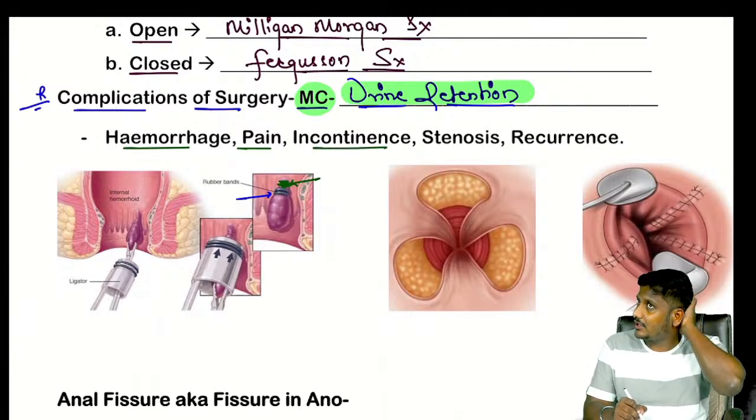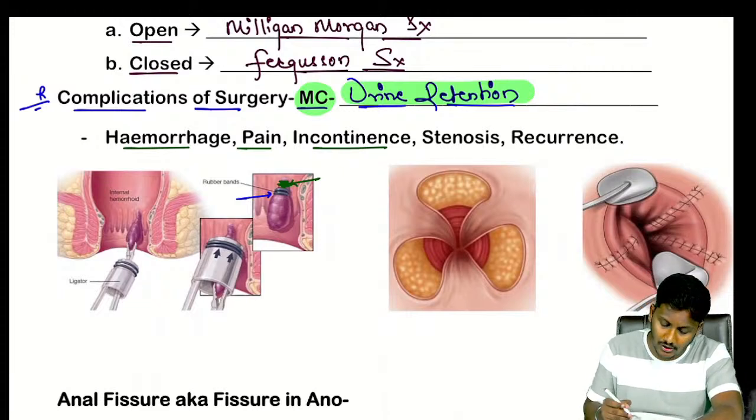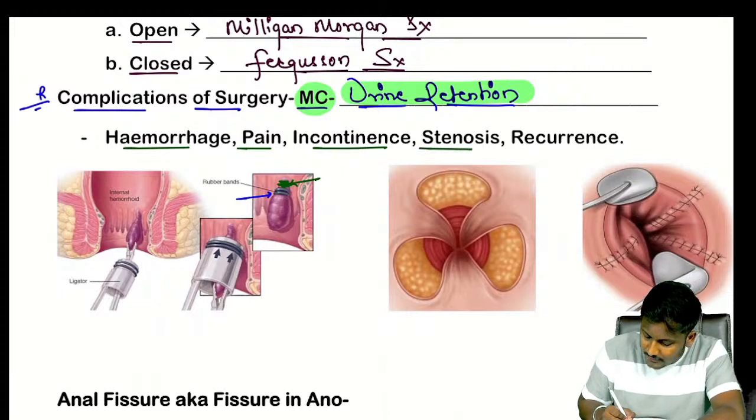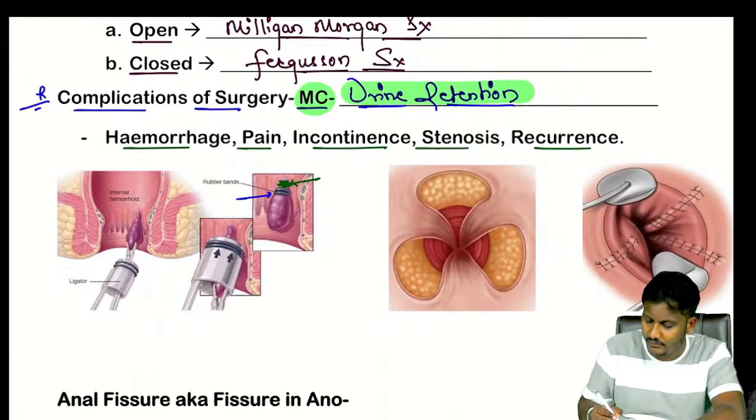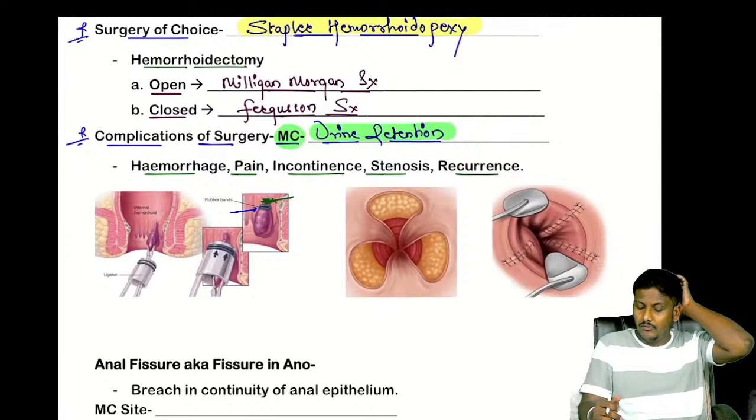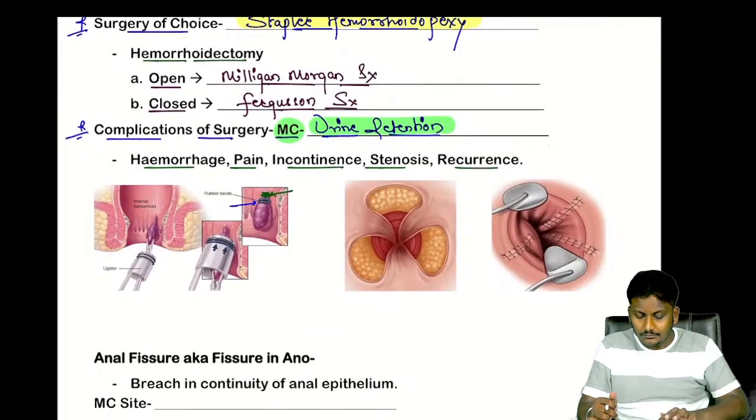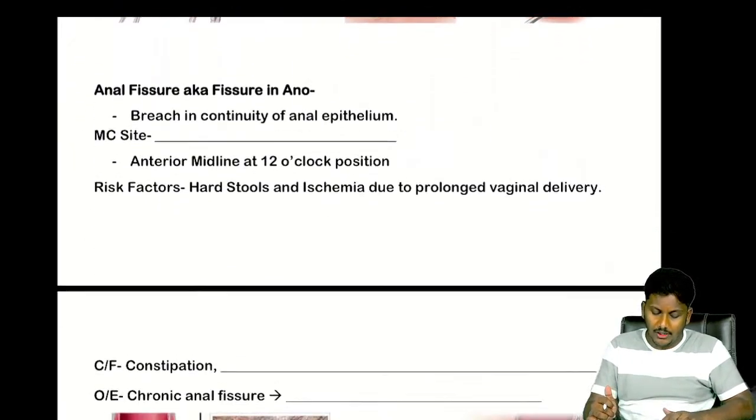We can damage the anal sphincters, causing fecal or anal incontinence. There can be chances of stenosis in the anal canal, causing narrowing, or there can be chances of recurrence. Even after surgery, there can be a chance of recurrence if it is not properly operated. Clear? That was all about your hemorrhoids.